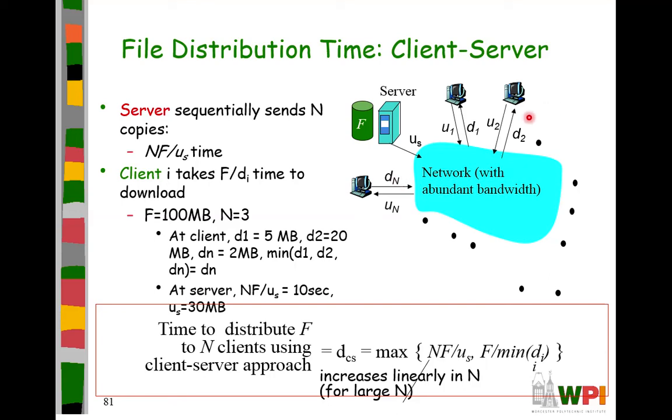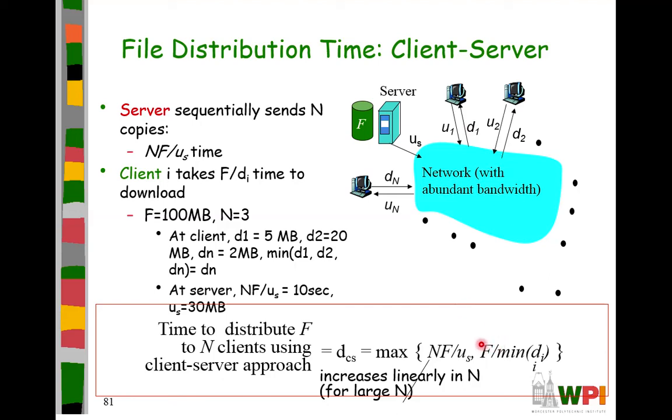And here it was 10 plus 15, and now it will be less, 3.3 and 5, 8. So here the bottleneck is this link for this client, and for this one the bottleneck is this one. Okay, so you can see that if there are more peers and they have the file, they can share the file. So this time is divided.